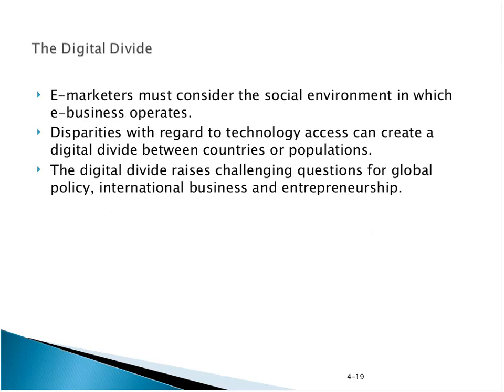And the last but not the least will be the digital divide, that e-marketers must consider the social environment in which a business operates, which country you're operating in, what social issues you're dealing with. This is one of the external environmental factors that you have to deal with. Culture, everything is going to be influenced. So as an e-marketer or electronic marketing practitioner, you have to pay attention to that.